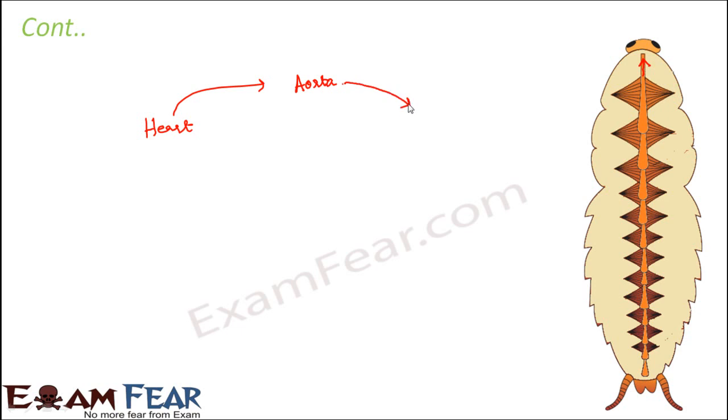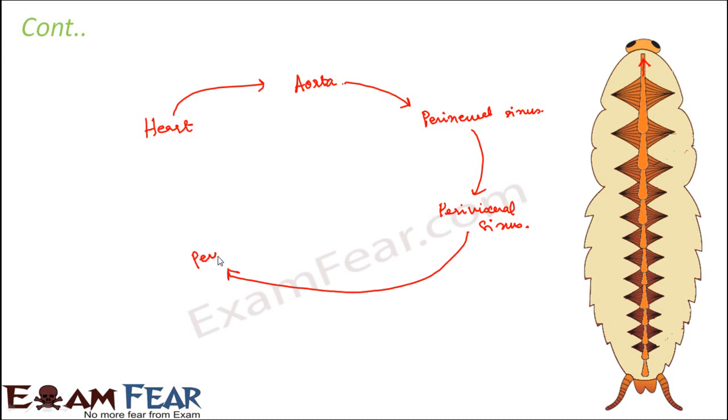From the anterior aorta, the blood moves into the perineural sinus. If you look at this picture sideways, you'll be able to see it goes into the perineural sinus, that is, the bottommost part of the cavity. From the perineural sinus, it will go to the middle sinus, that is the perivisceral sinus. And from the perivisceral sinus, it will go to the pericardial sinus, which is the sinus that contains the heart.